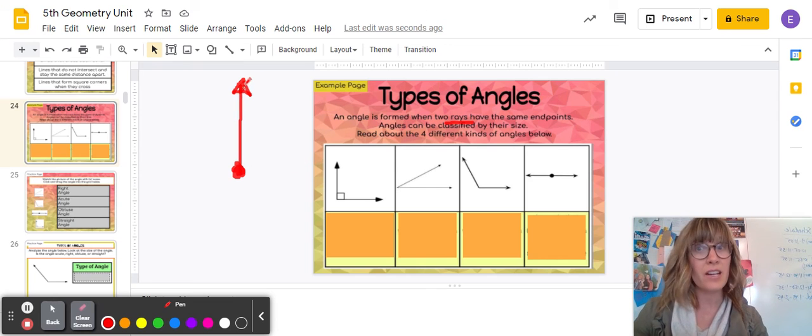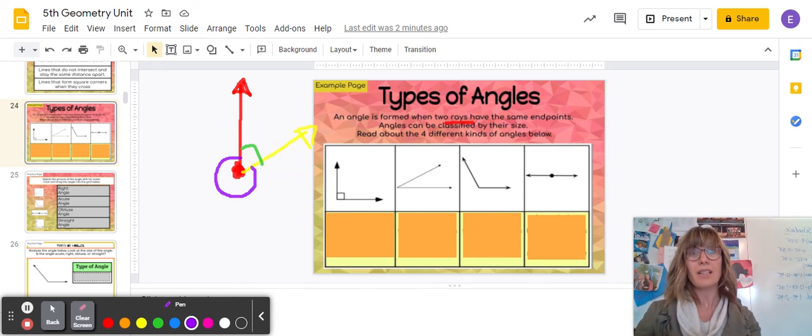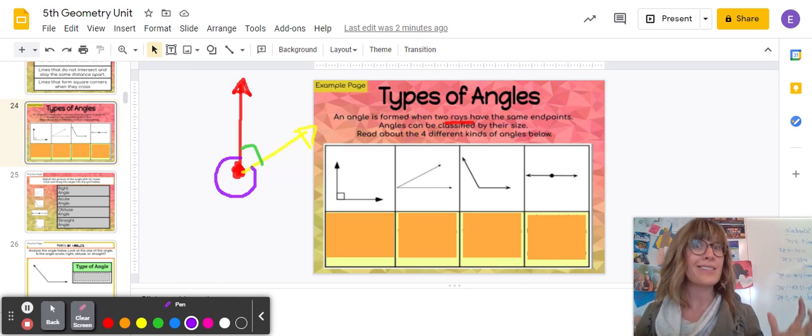An angle is formed when two rays have the same endpoint. So that means here, this line is going out forever. Well, if I use the same endpoint and make another ray come out, I now have created this angle here. I also have actually created this angle here. So angles can be classified by their size.